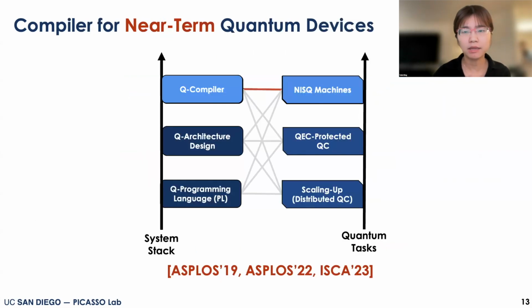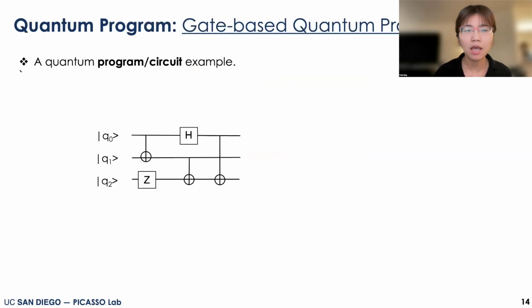And here, let's start with our compilation work for NISQ machines and see what kind of philosophies apply and what new abstractions and solutions are devised. So first, let's look at what a quantum program looks like. As quantum programming is at a pretty low level, quantum programs are also called quantum circuits. And the example program here contains 3 qubits and a few gates.